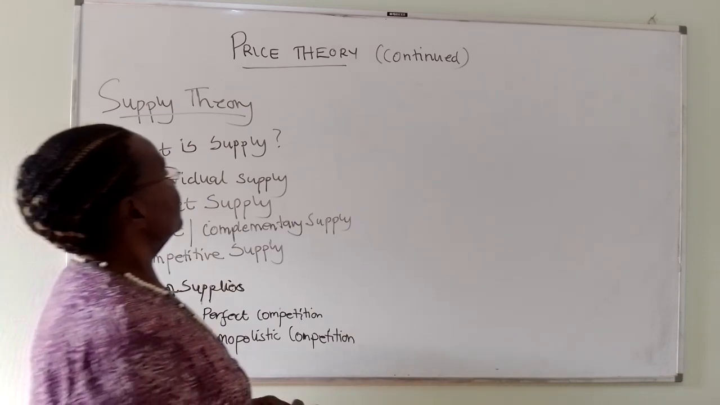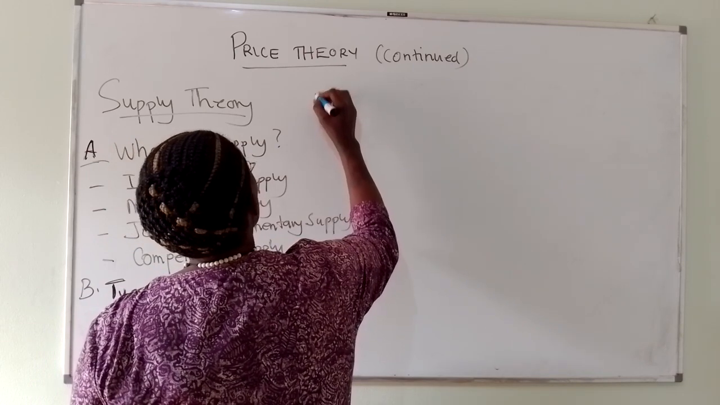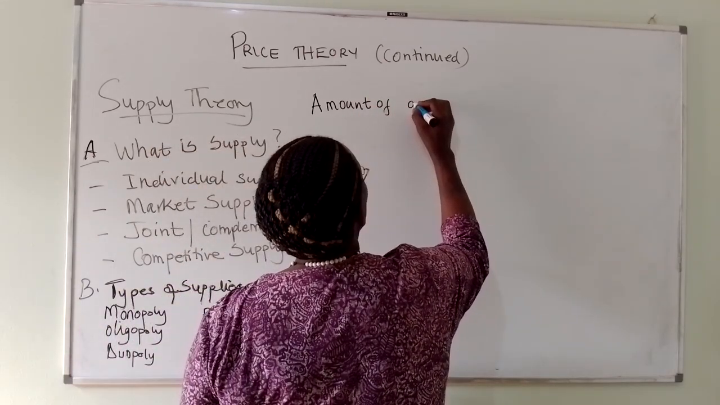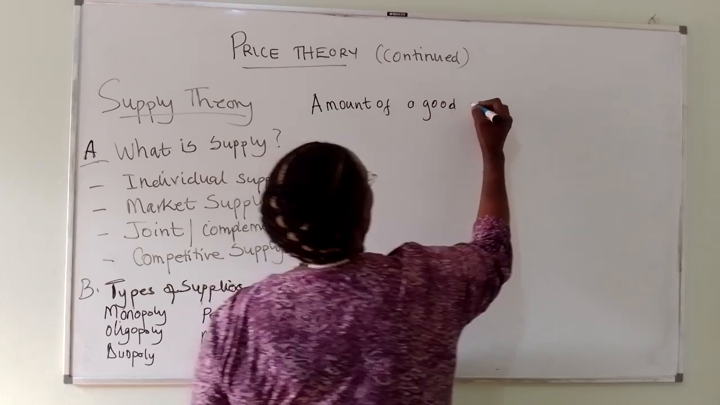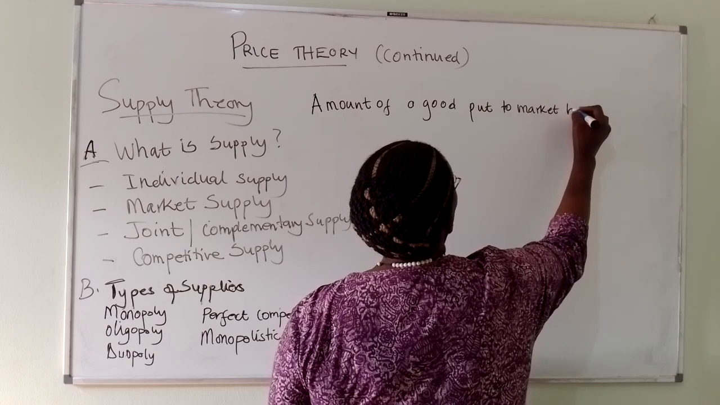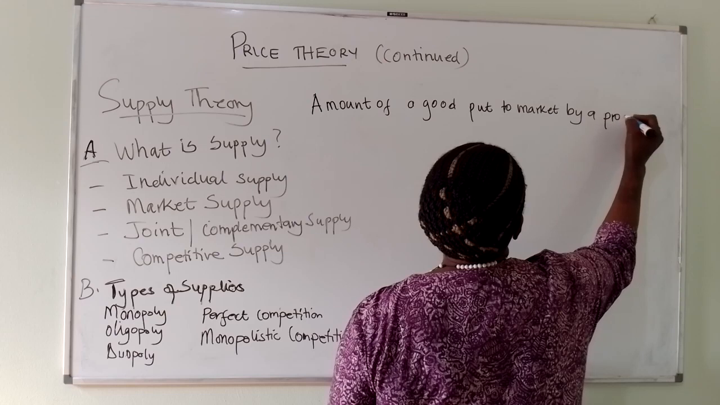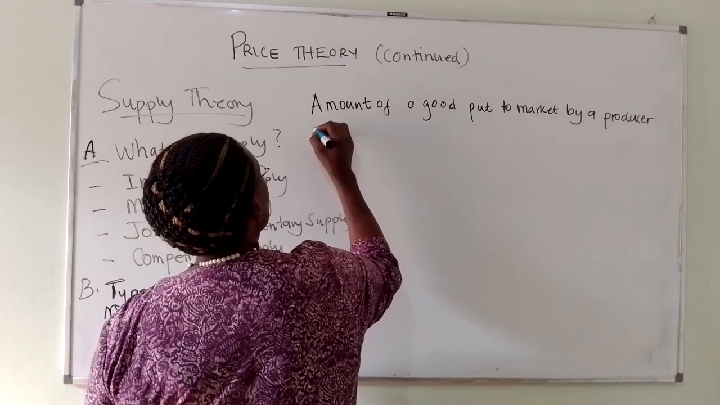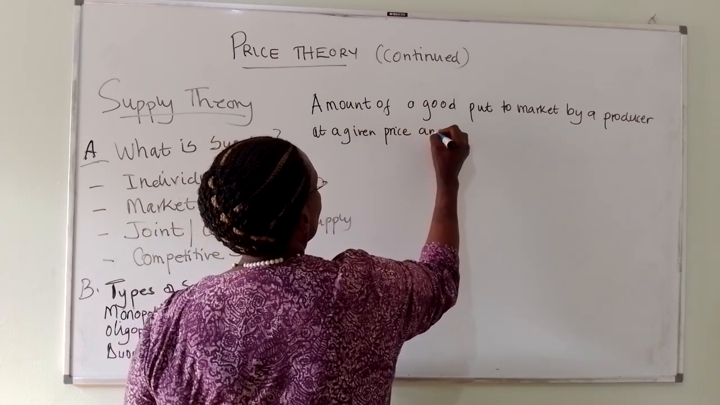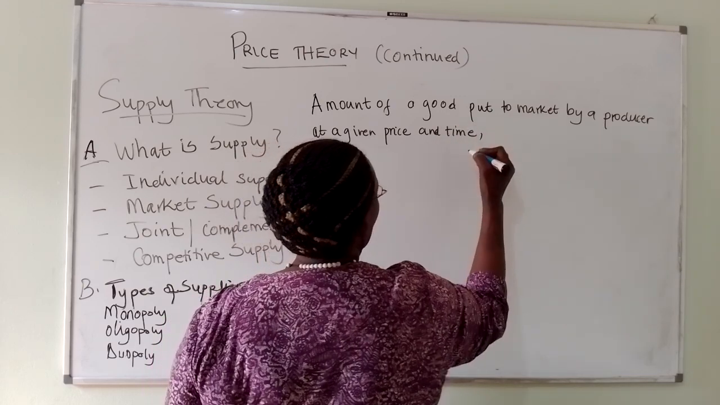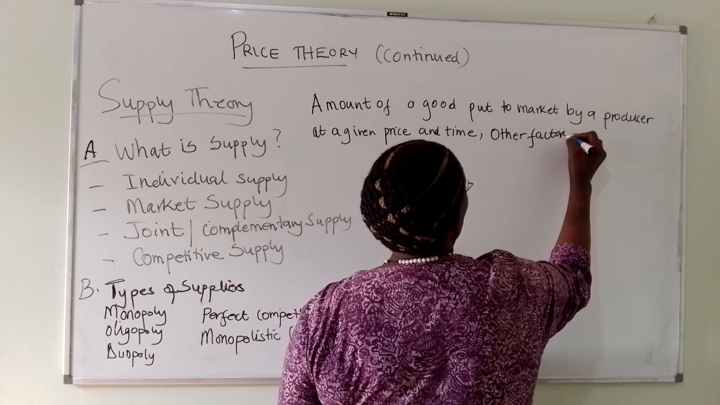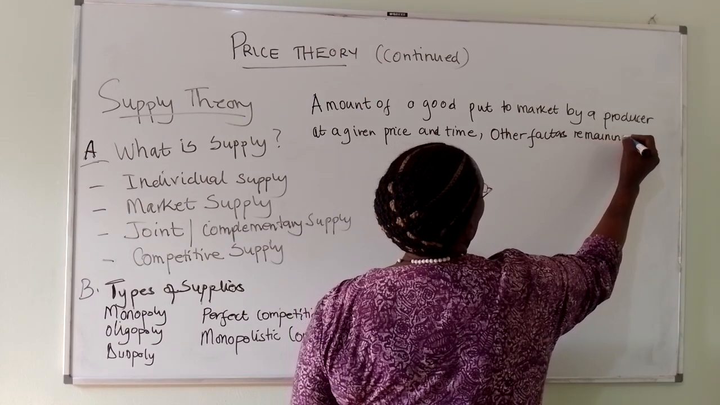What is supply? We can define supply as the amount of a good put to market by a producer at a given price and time, other factors remaining constant.